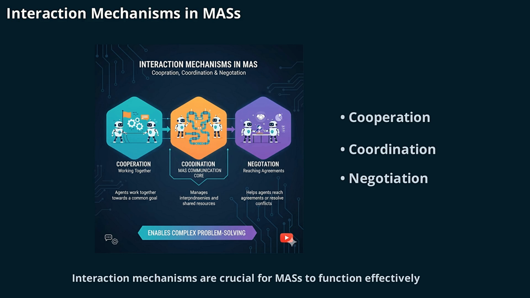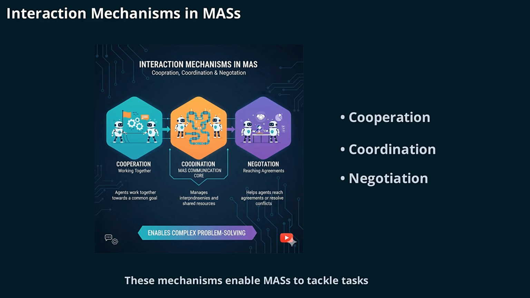Interaction mechanisms are crucial for MASs to function effectively. There are three main types: cooperation, coordination, and negotiation. Cooperation involves agents working together towards a common goal. Coordination manages interdependencies and shared resources. Negotiation helps agents reach agreements on resource sharing or conflict resolution. These mechanisms enable MASs to tackle tasks that are too complex for individual agents.